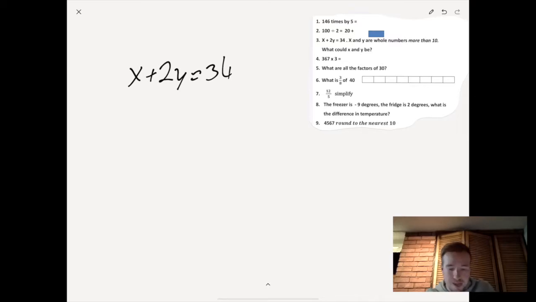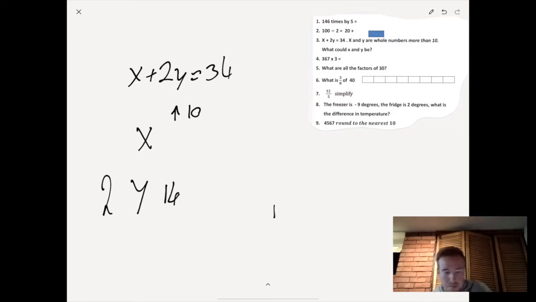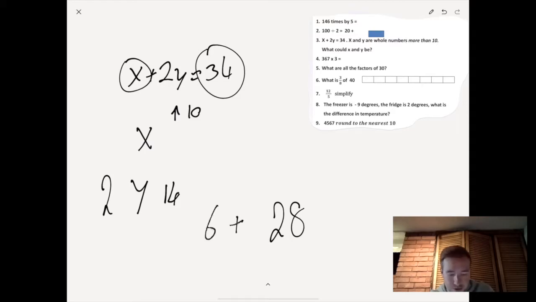So I will put the answer in a second, but what it's asking you to do is come up with numbers that could be x and could be y. They have to be more than 10, but whatever you put for y, you have to have 2 of it. So say you decide that y is 14, you've got 2y. So you'd be saying 28, and then x would have to be what's left before you get to 34, which would be 6. And obviously 6 is not greater than 10, so that's wrong.